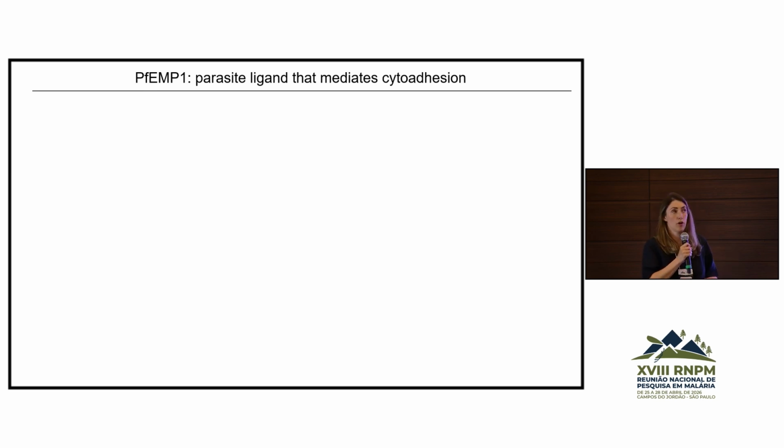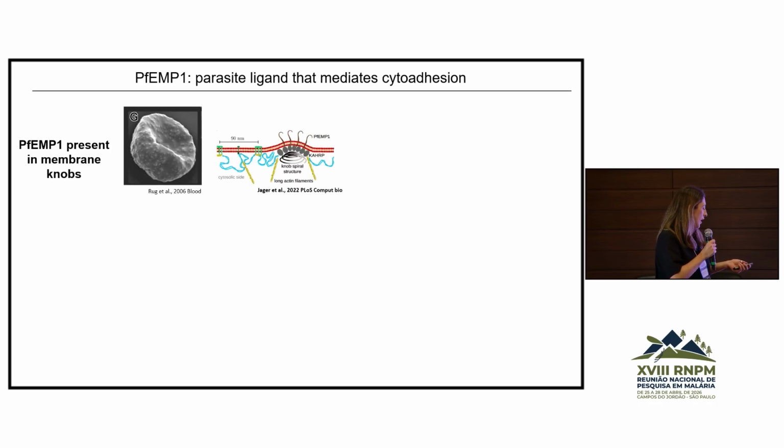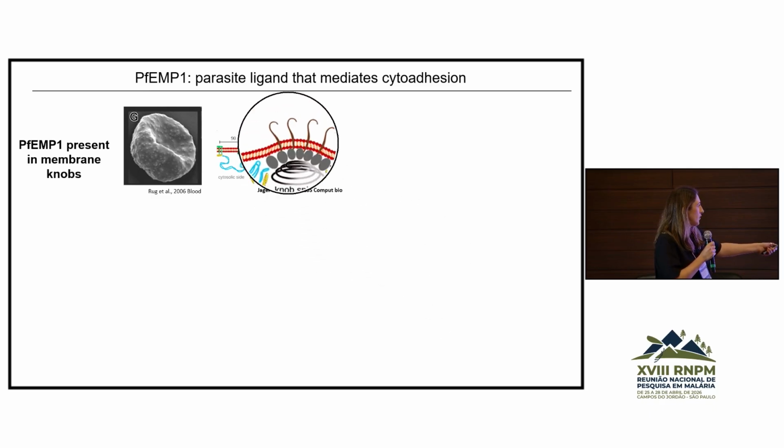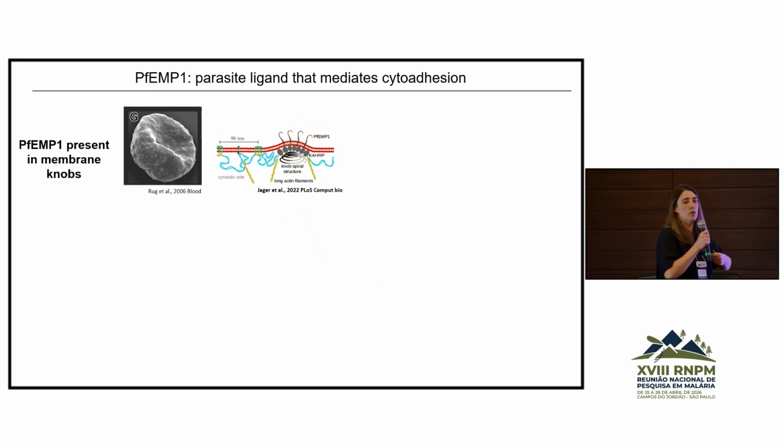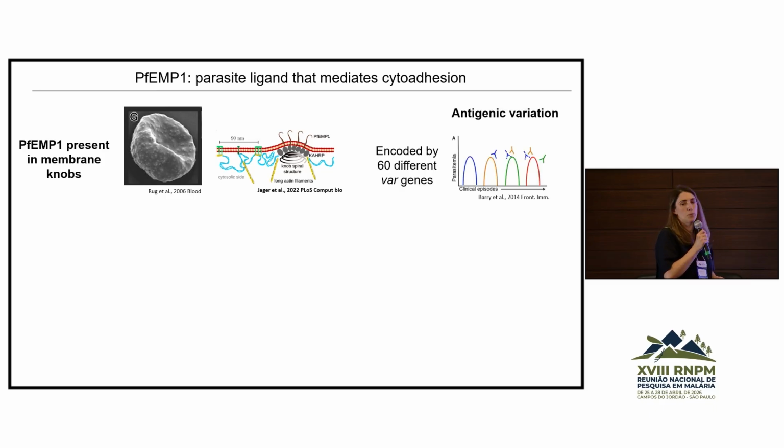Cytoadhesion in falciparum is caused by PfEMP1, which is probably one of the most well-known variant families in Plasmodium, and it sits here on the knob surface. It's so important for the parasite that the parasite has developed this machinery to export PfEMP1 on the surface. It's also very complex. Each parasite strain has 60 different var genes that encode for PfEMP1, and the parasite has this antigenic variation to avoid the immune recognition. Besides that, each strain has a completely different repertoire of PfEMP1, so it's highly variable and highly difficult to study.